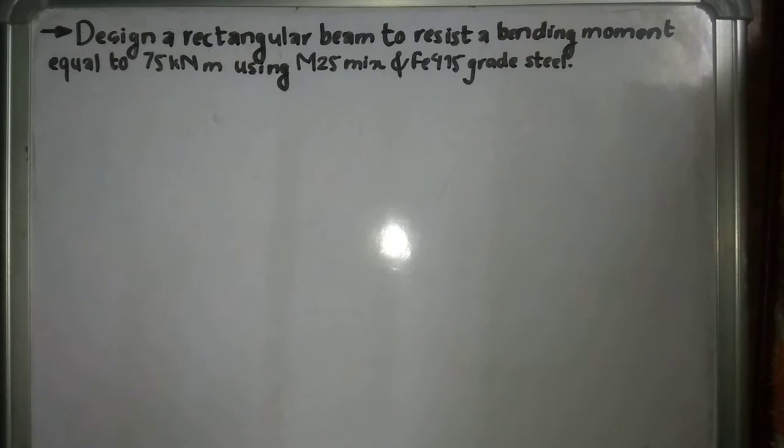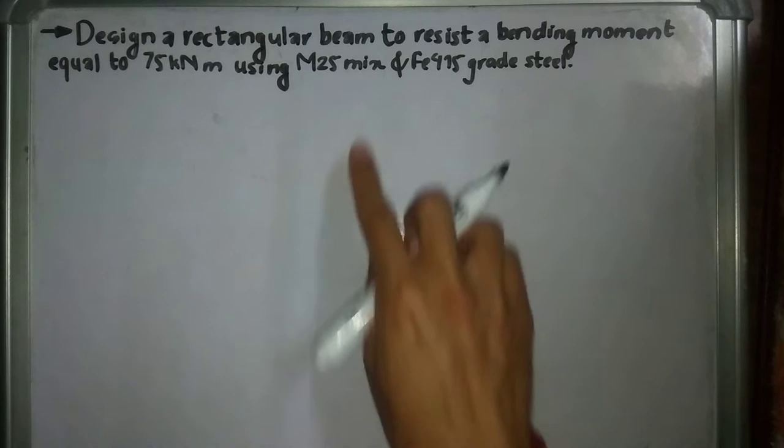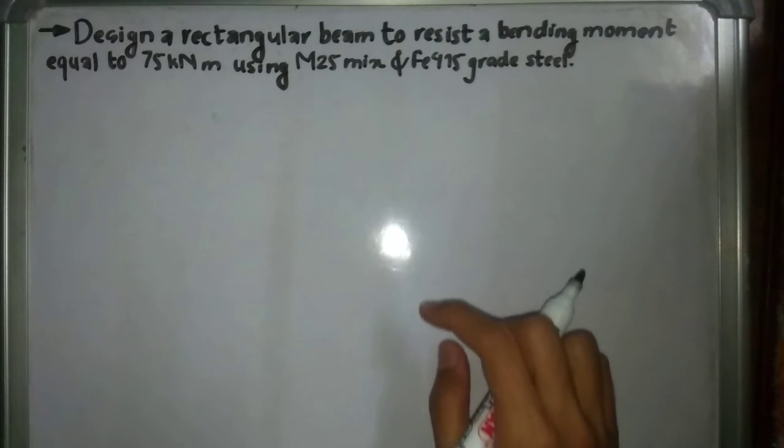In this lecture video, we are going to design a rectangular beam to resist a bending moment equal to 75 kN-m using M25 mix and Fe415 grade steel.